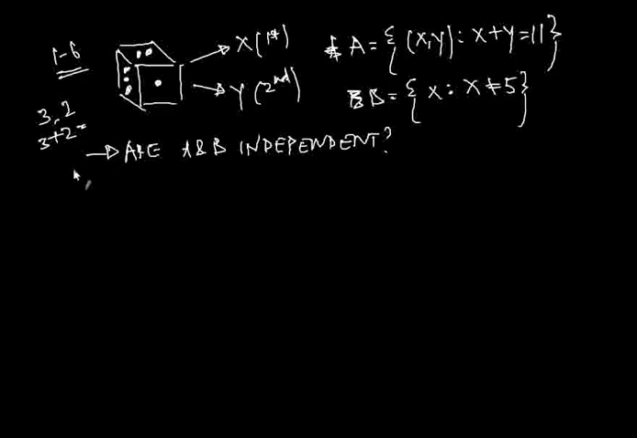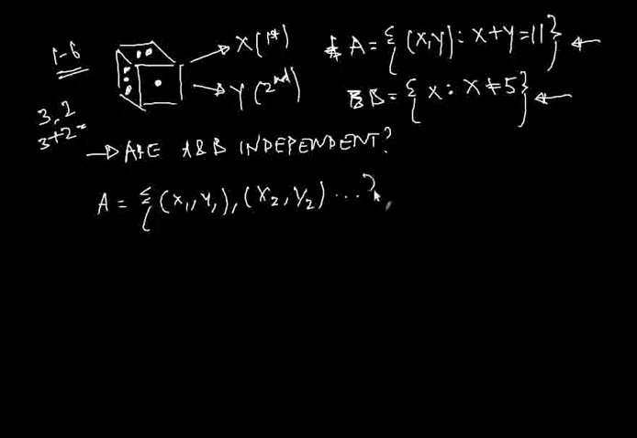So let's see, how do we go about thinking about this problem? Well, this is kind of mathematical notation, but I would really want to see what kinds of outcomes will make up A and B. So I want to see what A and B look like. So what does A look like, right? A is going to be made up of sets like x1, y1, and x2, y2, and things like that. And they have to satisfy the condition that x plus y is equal to 11.